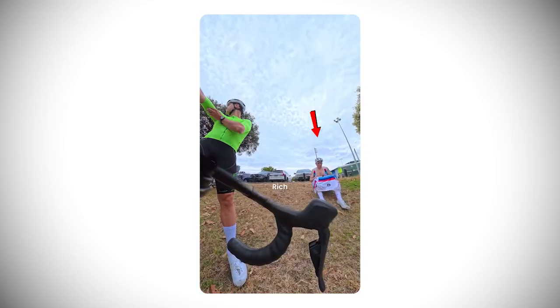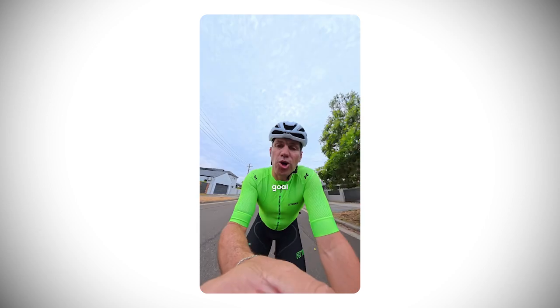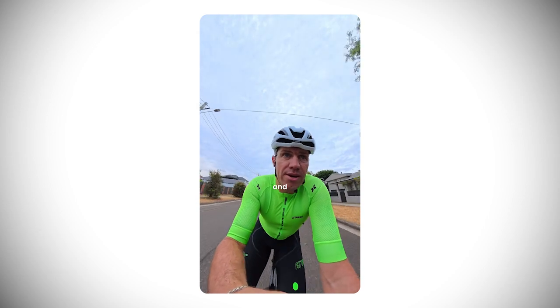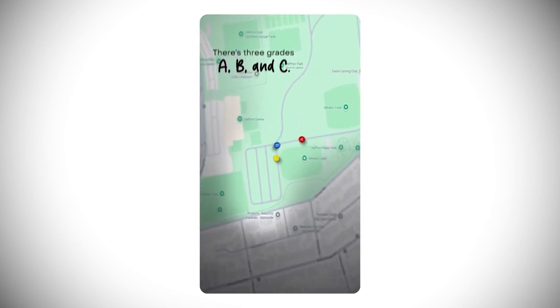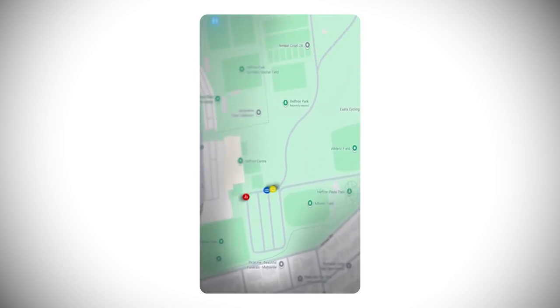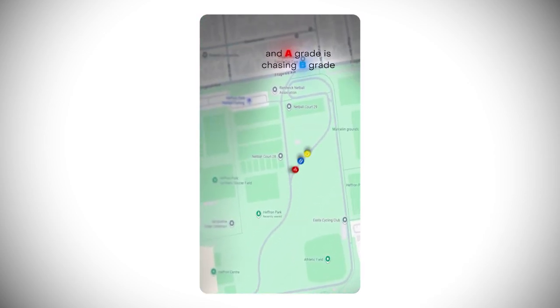Now, this is my good friend Rich. We're going to ride together as a team, with the goal being Rich coming first in B grade. And if none of that made sense, here's how it works. There's 3 grades, A, B, and C. It's a handicap race, meaning that the B grade are chasing C grade, and A grade is chasing B grade. Whoever crosses the line first wins.